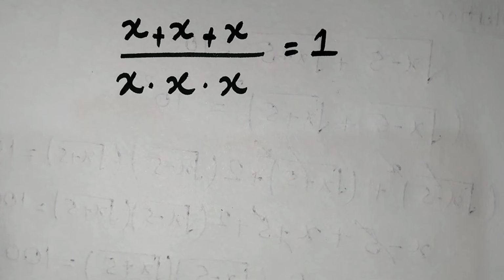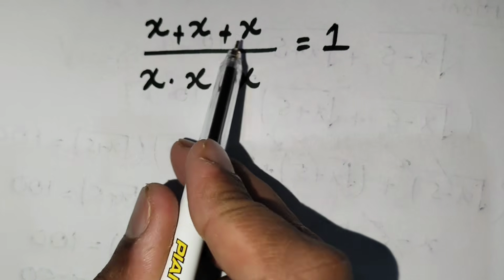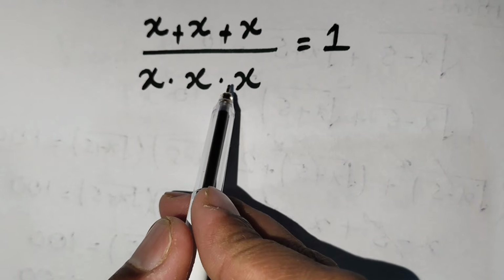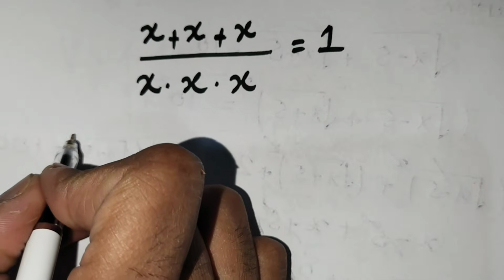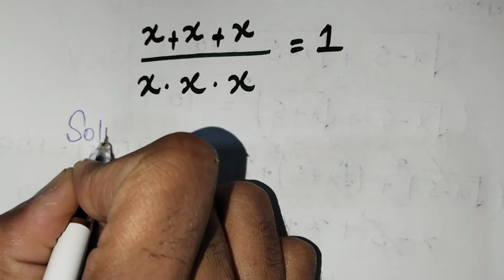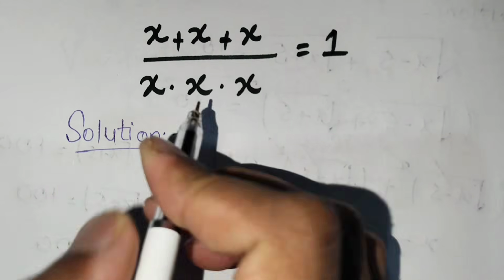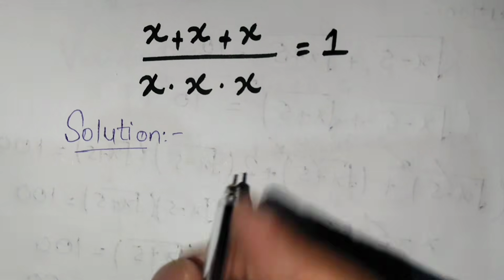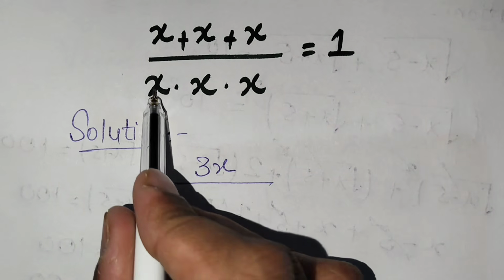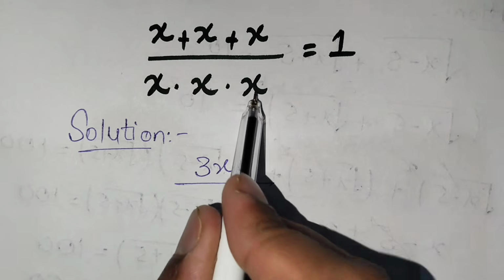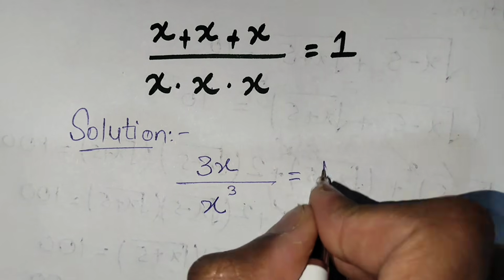Hi everyone, in this video we will solve (x plus x) divided by (x times x) is equal to 1. Let's start the solution of this question. x plus x is 3x, divided by x times x is x square, times x is x cube, is equal to 1.